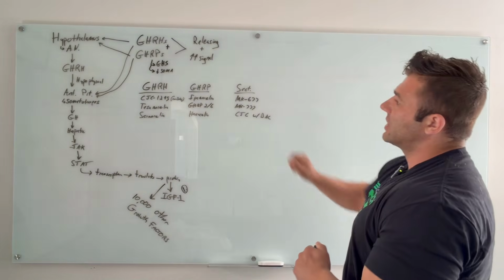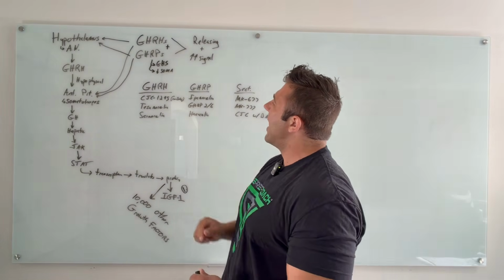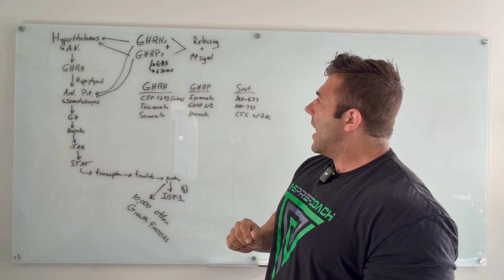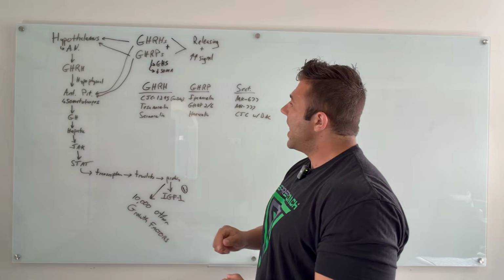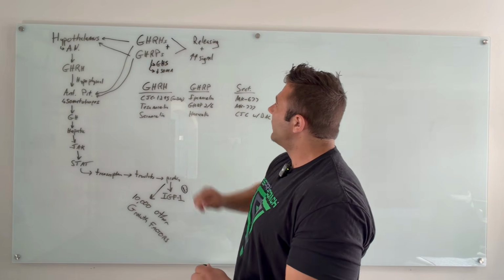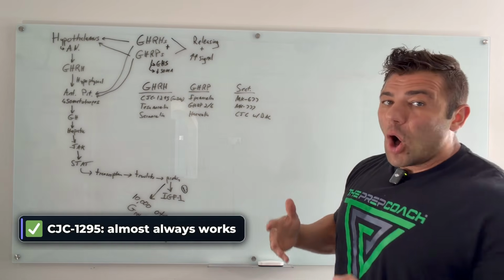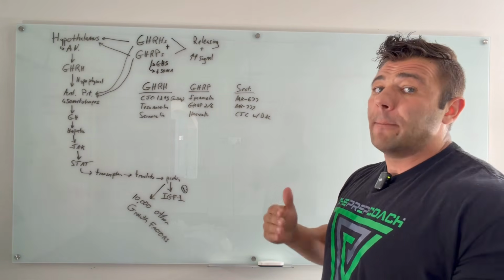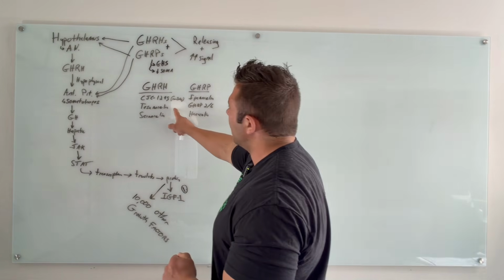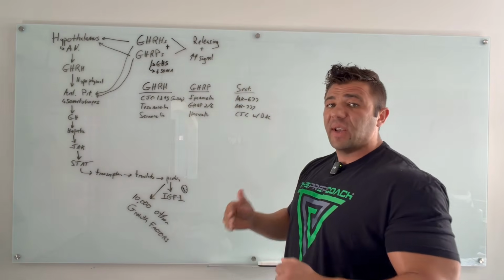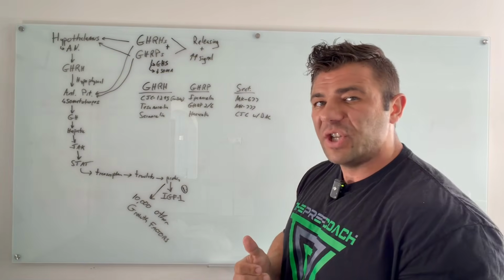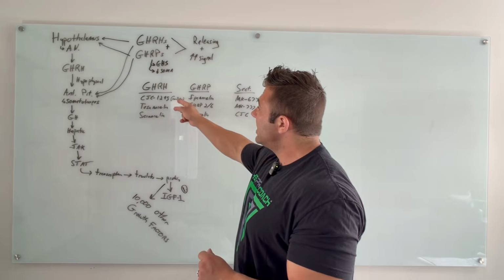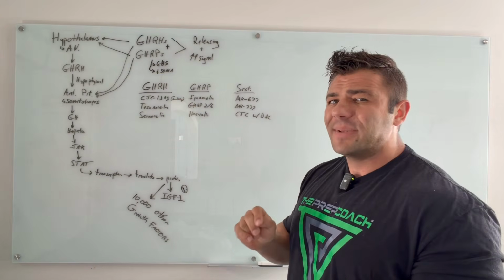So if we're looking at all these, okay, CJC 1295 without DAC, comparing it to something like a tesamorelin, comparing it to something like a sermorelin, CJC 1295 kind of always works. There's very few people that respond poorly to it. Same thing with tesamorelin. They both tend to work very well. You'll read research that says tesamorelin's better at pulling off visceral body fat from the gut. CJC might be better at building more muscle tissue. In reality, the application between these two is fairly similar. It more comes down to the individual.